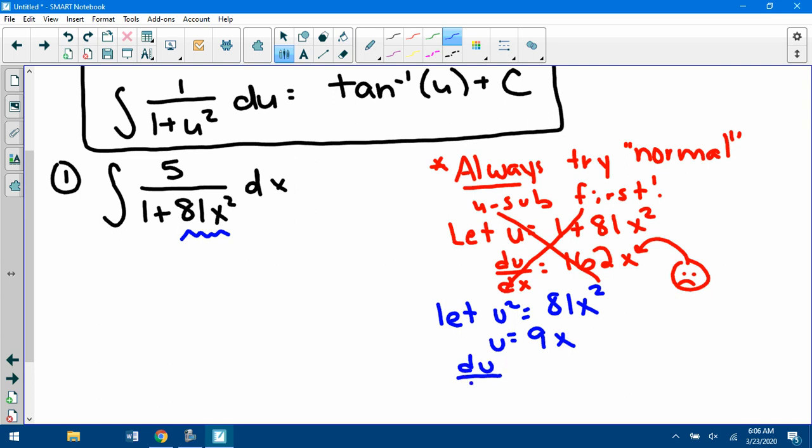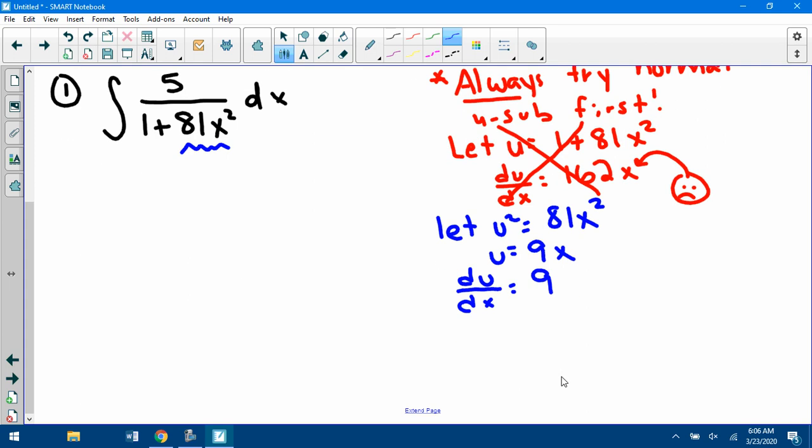Now du over dx is just 9. We know when I take derivatives and I get constants, I don't have any issue. dx is just du over 9. We can pull that out front. All right, so what is going to be out front? Not just 1/9, because I need to take this out too.